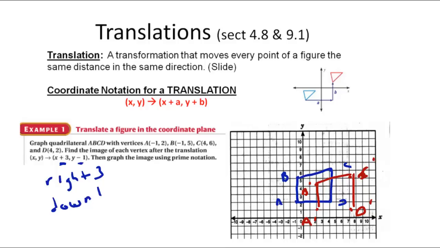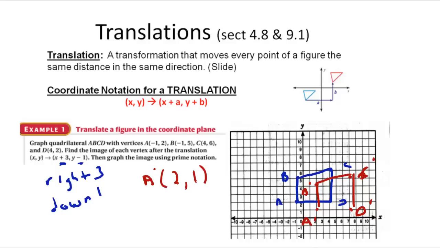Now I can also do this without plotting points by realizing that to all my x values, I add 3. So if I look at point A, it says add 3 to -1. -1 plus 3 is 2, and then subtract 1 from y, 2 minus 1 is 1. So if you look at my new A coordinates, it's right there at 2, 1. So I could do that with every single point.